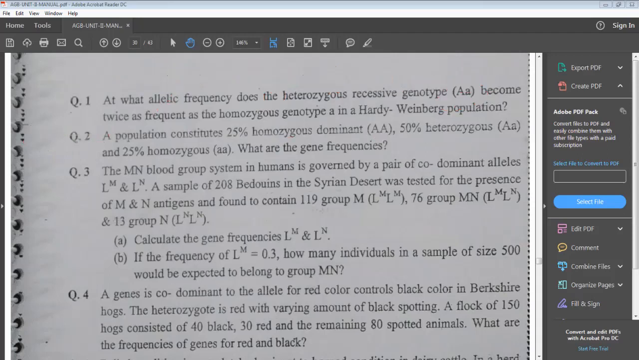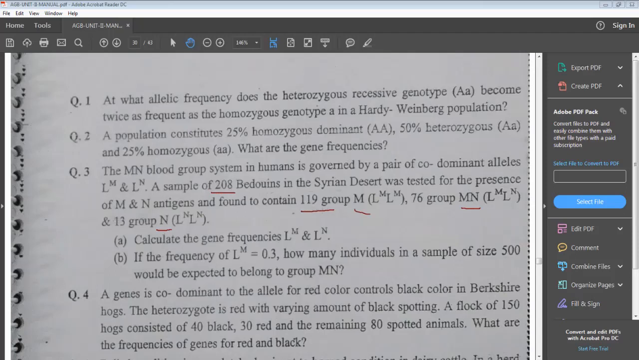Next is question number 3. The MN blood group system in humans is governed by codominant alleles. We tested a total of 208 samples for the presence of MN antigens. They are found: 119 with M, that is, they have LM; 76 have MN, that is LM LN; 13 have LN, that is the N group.